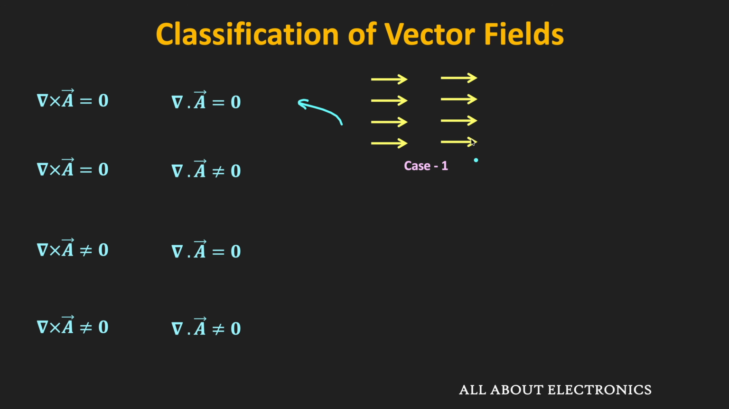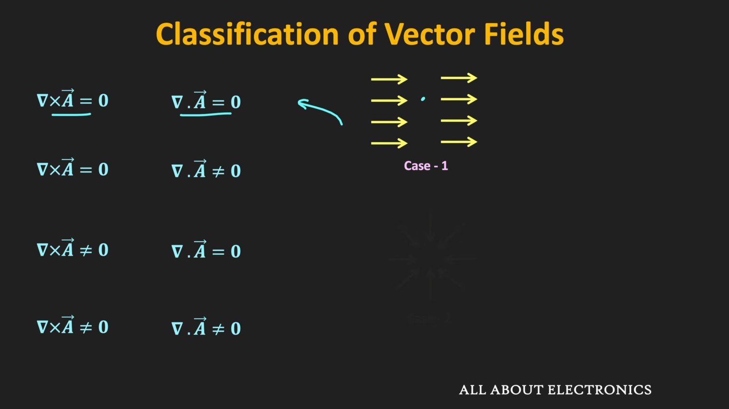Because in this vector field, at any given point, the incoming flux is the same as the outgoing flux. Therefore, the divergence of this vector field is equal to 0. And here, since the field is not rotating, its curl is also equal to 0.